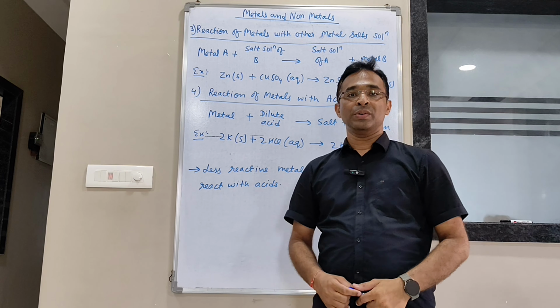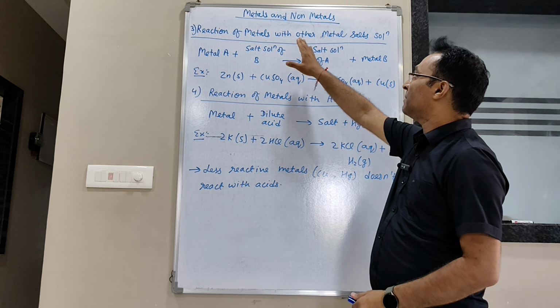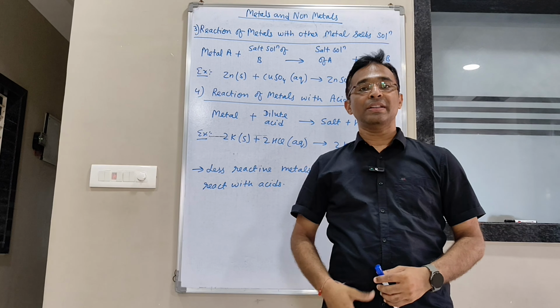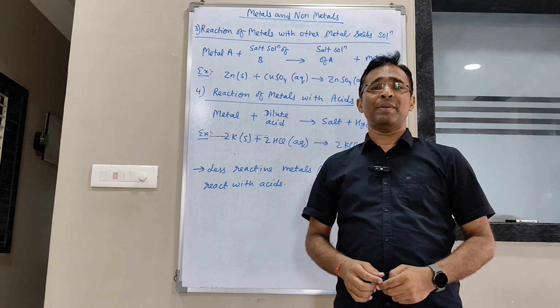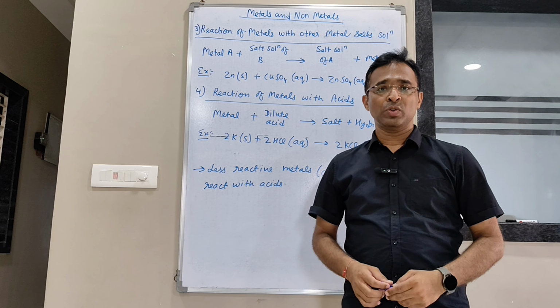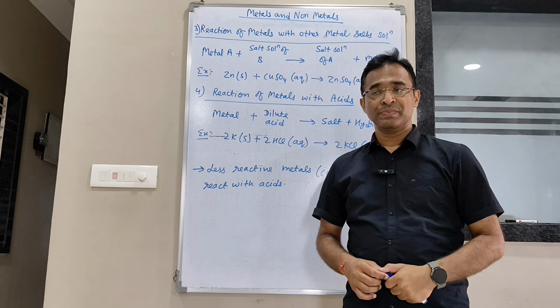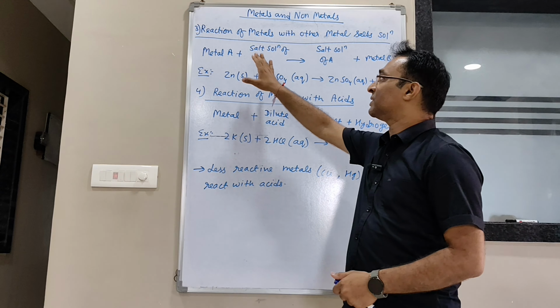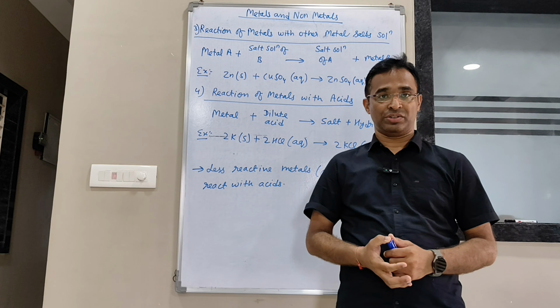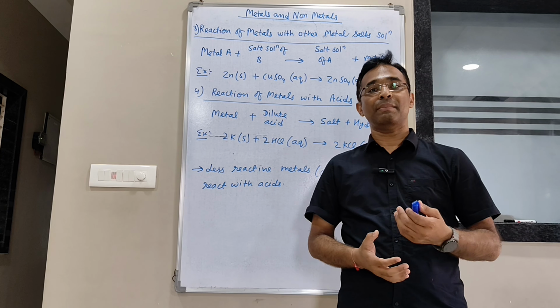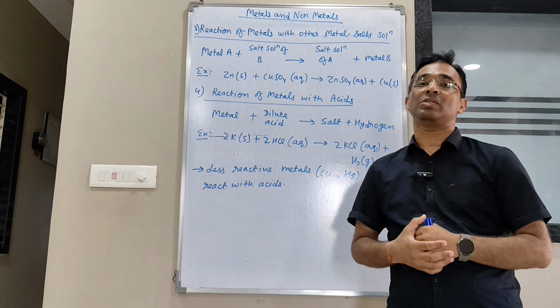Today we are going to continue the science chapter metals and non-metals. In the last class we discussed the chemical properties of metals. Two properties we have already discussed. Now today we are starting with the third property, which is reaction of metals with other metal salt solution. So how does a metal react with the other metal salt solution?